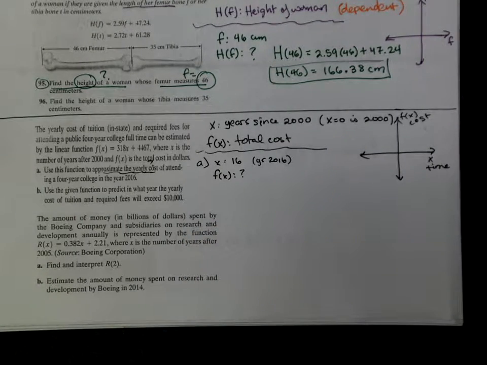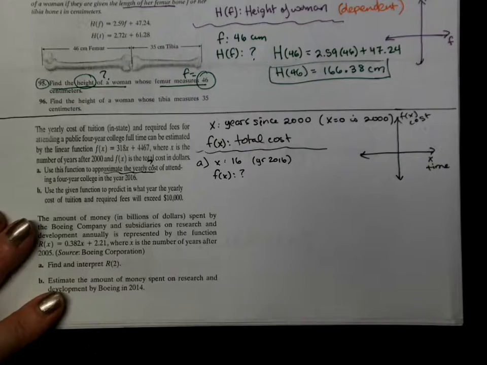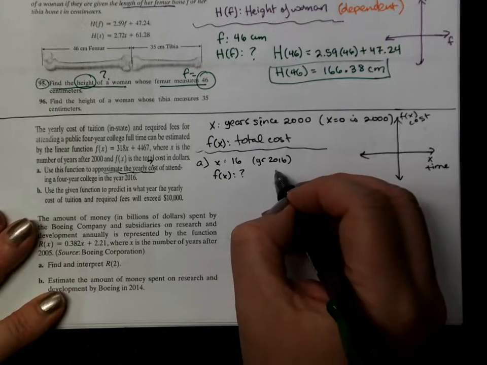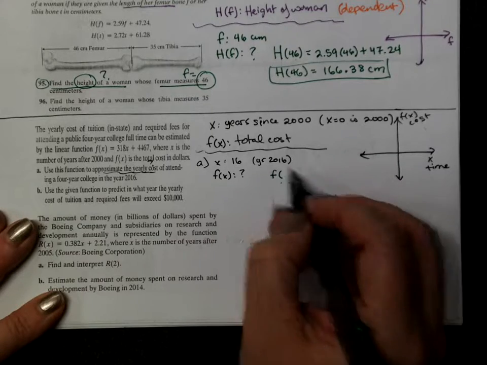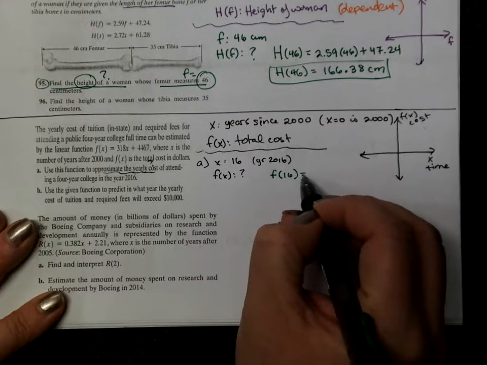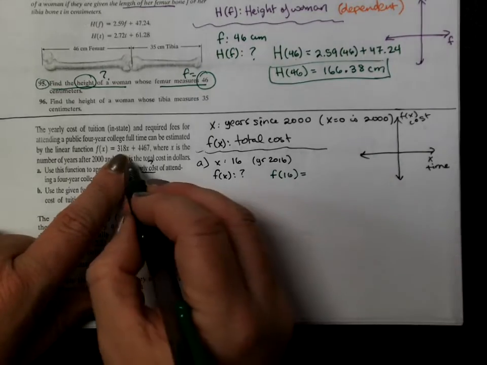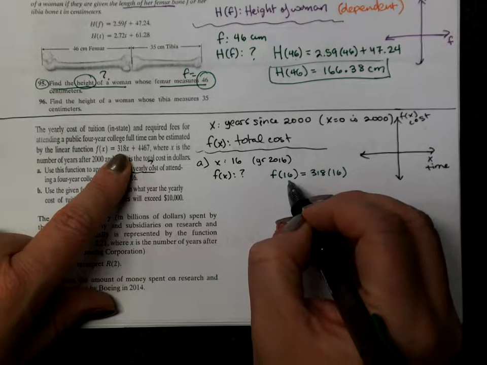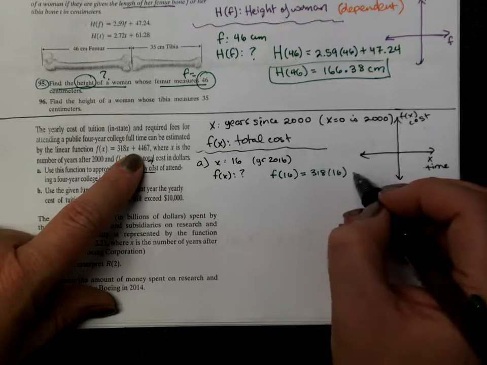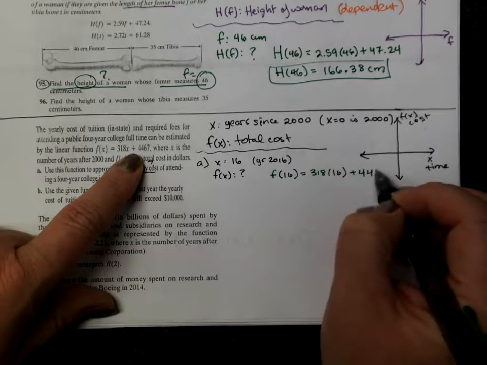So you have to be given one thing to solve for the other. You have two variables, but you can only solve a one-variable equation. So you plug in the thing you know. We want to know the cost. The value of the function is going to tell us the cost in the year 2016. 318 times 16, plug in anywhere you see x, plug in 16, plus 4467.